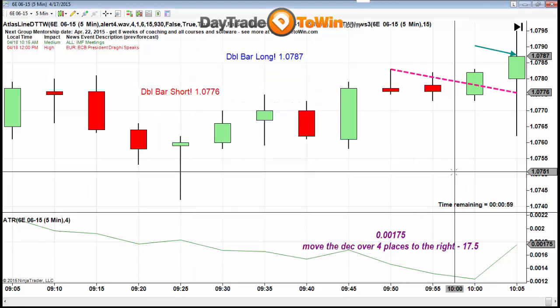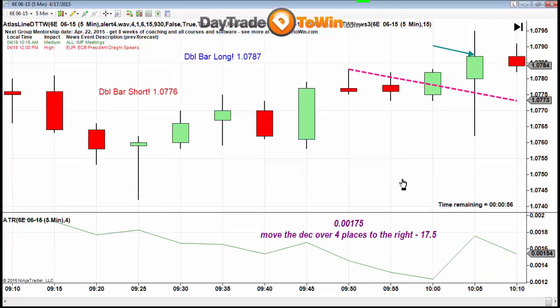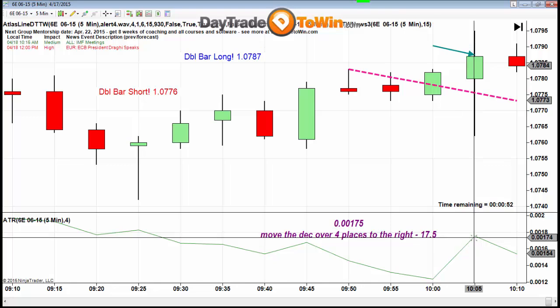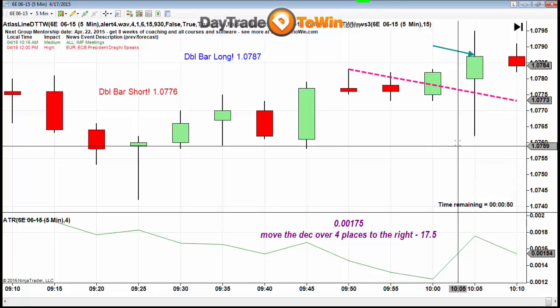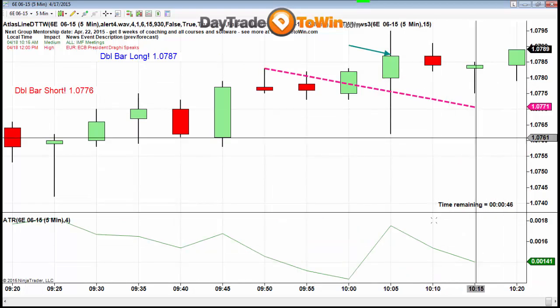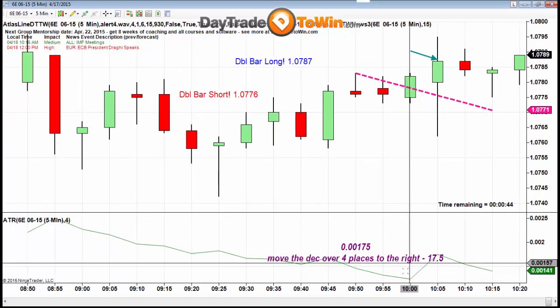So the rules are exactly the same. We're dictating our entries off of price action. The ATR tells us the same thing, 17 ticks. This candle will be 15 ticks, and this candle will be 14 ticks, and this candle is 14 ticks.